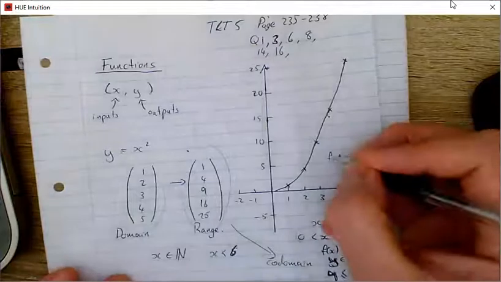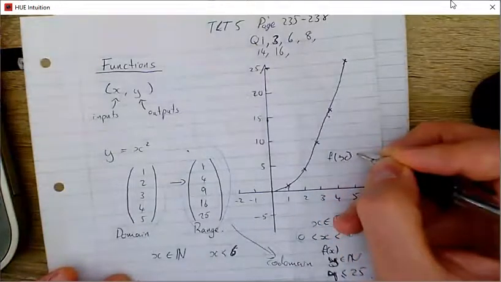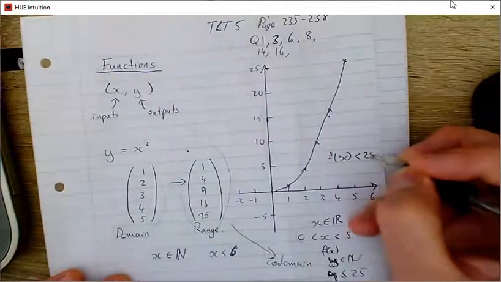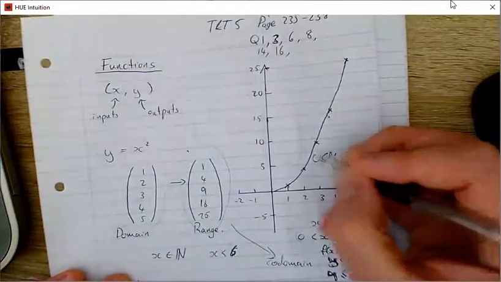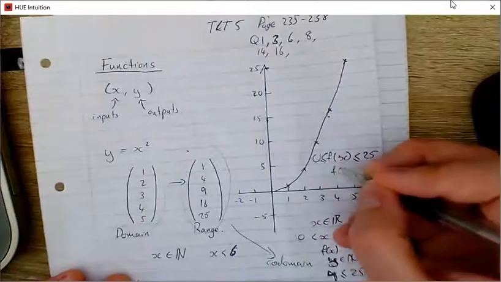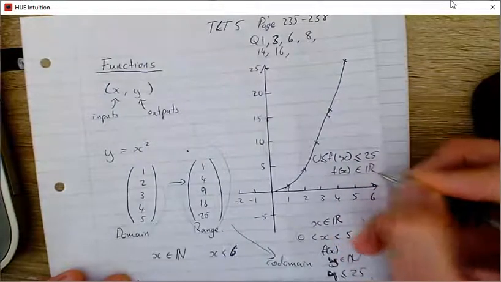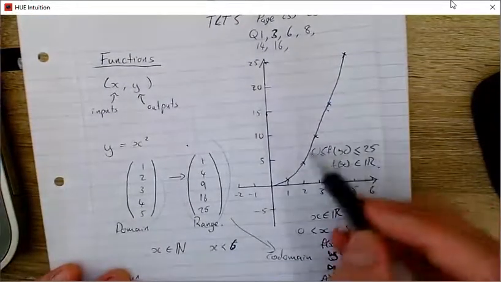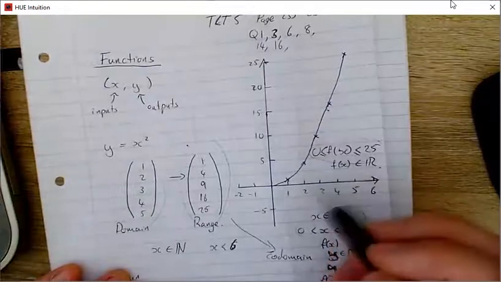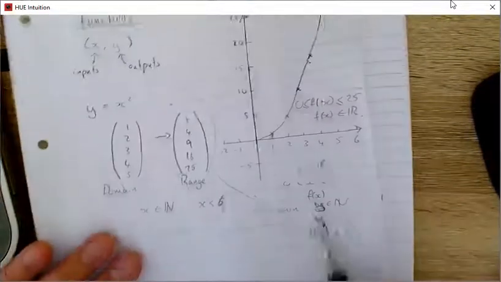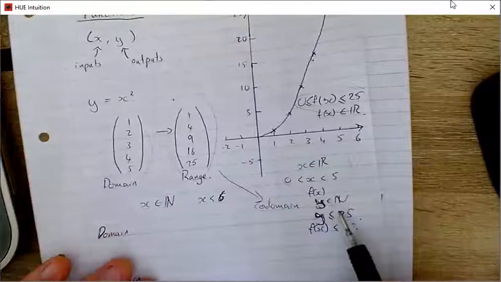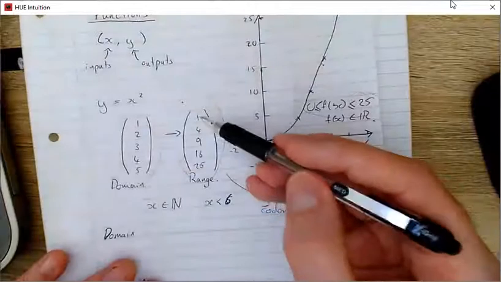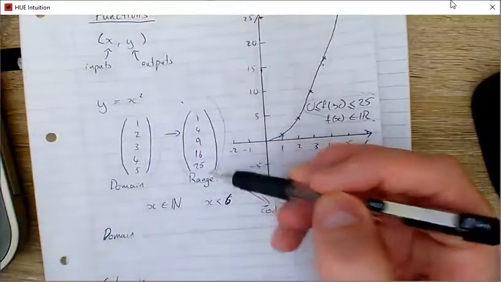Up here, we'll say f of x is less than 25, greater than or equal to 0, and it is also an element of the real numbers. So this is your codomain, but here your codomain and your range is the same set of numbers. Here your codomain is 1, 2, 3, 4, 5, 6 up as far as 25, but your range is the actual outputs 1, 4, 9, 16, 25.